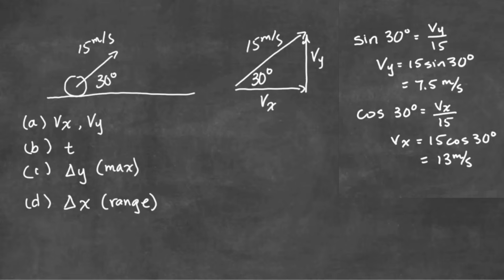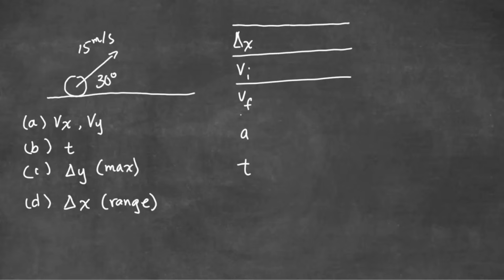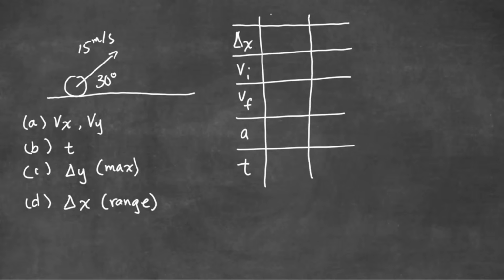For part B, we're going to calculate the time that the ball is in the air, the flight time. And so we're going to create this chart here that has both a horizontal column and a vertical column. And we know that the initial velocity horizontally is 13 meters per second. We just calculated that. The final velocity will also be 13 meters per second because horizontally it's moving at constant velocity. The vertical initial velocity is 7.5 meters per second, which we just calculated.